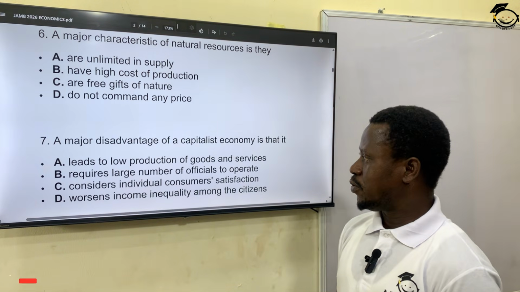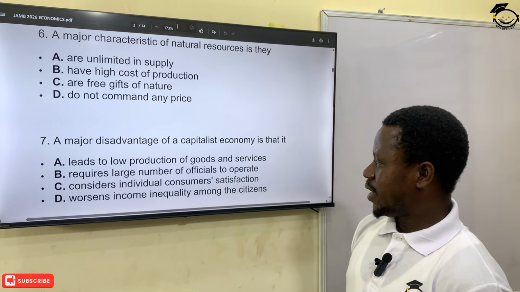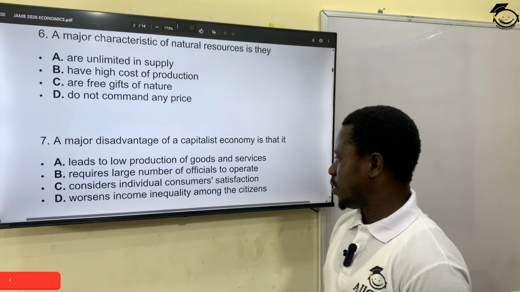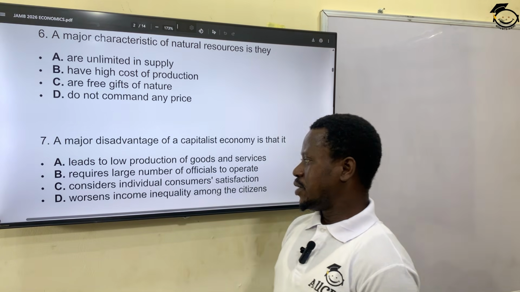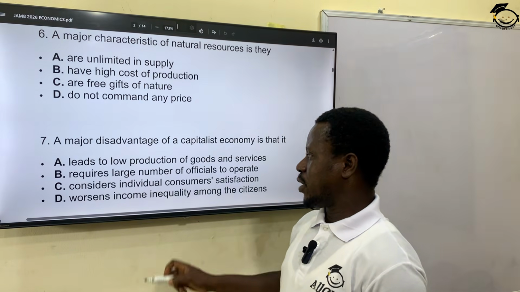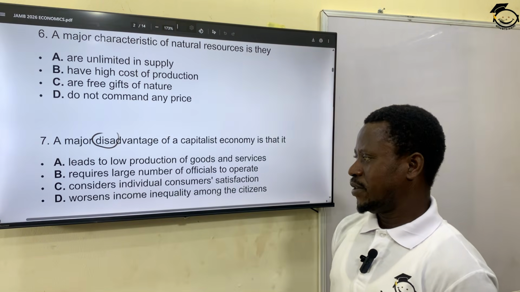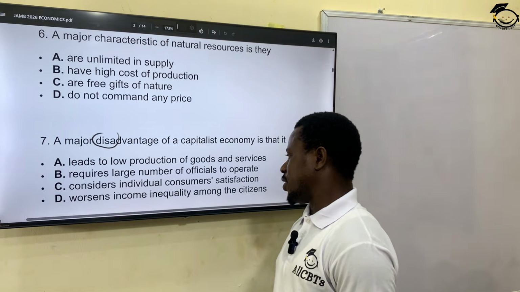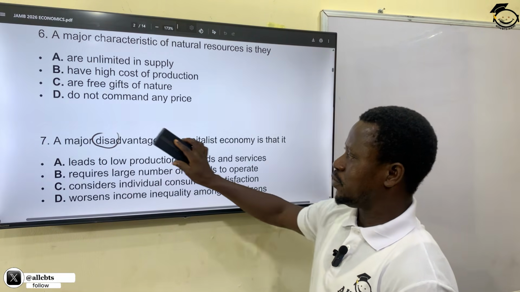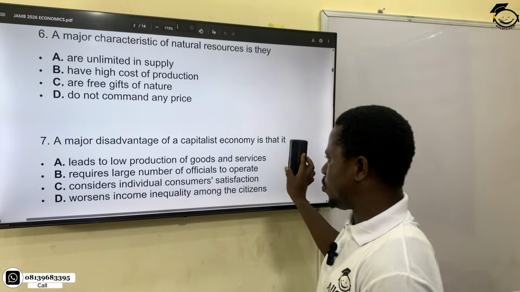A, leads to low production of goods and services. B, requires large number of officials to operate. C, considers individual consumer satisfaction. D, worsens income inequality among the citizens. Remember, here we are talking about disadvantages, a problem in a capitalist system. The answer is what? Income inequality among citizens. You notice that in a capitalist world, the rich get richer and the poor get poorer. They get more and more.